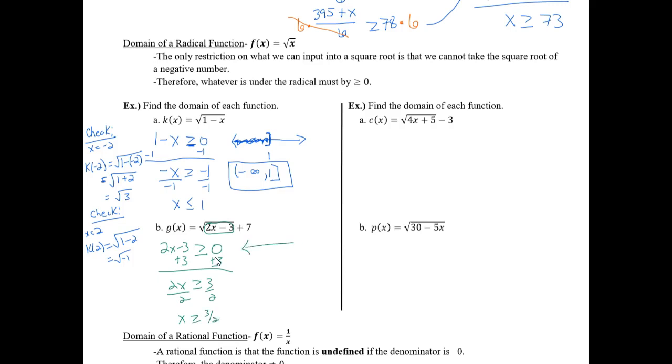Again, if I wanted to graph it, I could. Greater than, I shade up. Equal to, I include it. And so now I have my interval notation starting at 3/2, including it with that bracket, up forever to infinity. And there's my domain. Go ahead and try the 2 on the right.